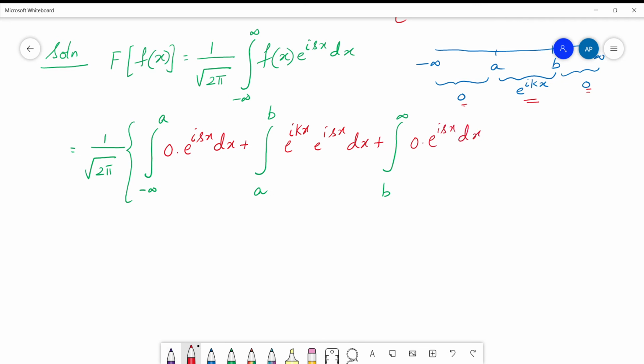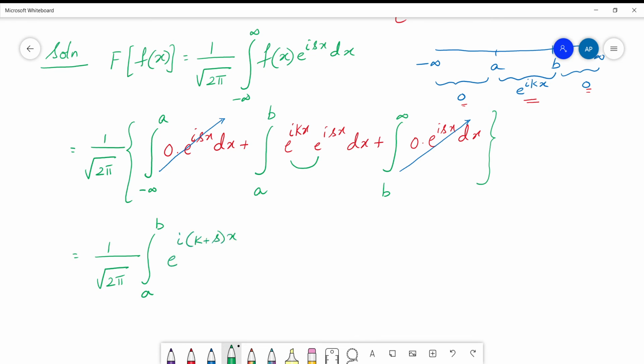So we have now completed the split of the integrals, and as you can see, the first and the third integral do not contribute anything as the integrand is 0. So I carry forward only 1 by root 2 pi. And now that the second integral has two exponential terms, I can add the powers. So it's i into (k plus s) into x dx.